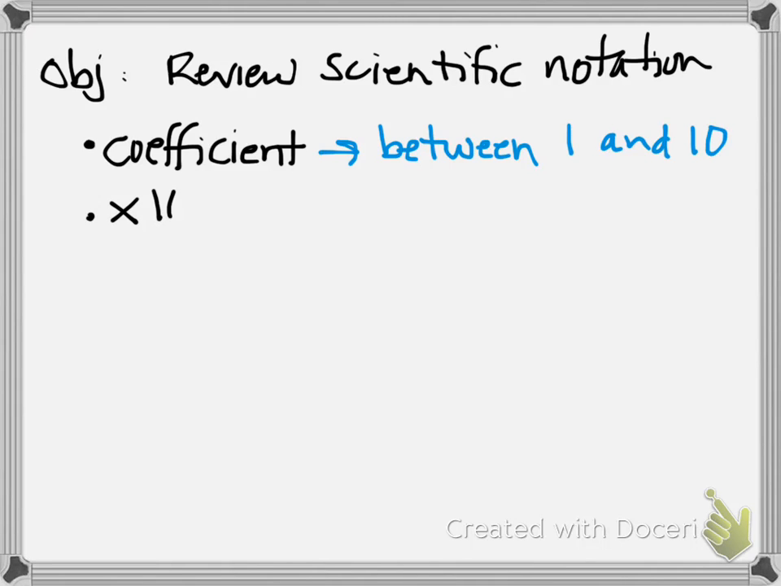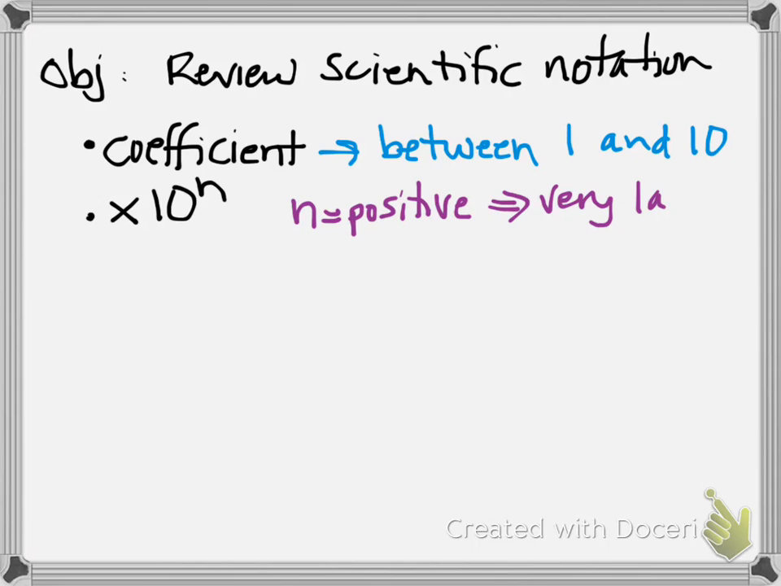And then we have times 10 to some power, okay? And what we're going to do is explore that n for a moment. So if we have an n that is positive, that represents what we consider a very large number. And what a very large number means is that it starts with numbers. I know that sounds silly, but that's really what it's all about.